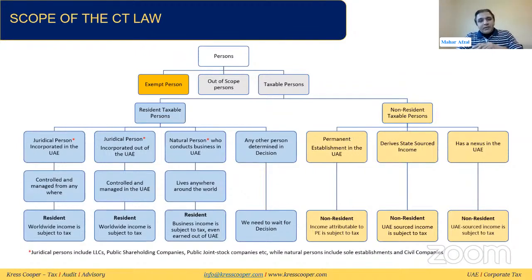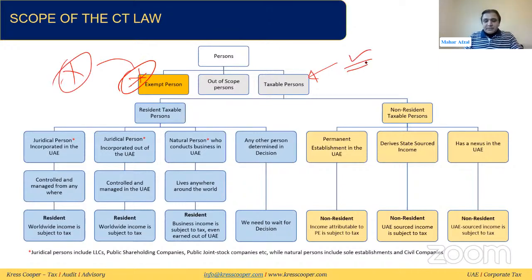Before going to the discussion of exempt income, we need to understand that we have classified persons into three different categories: exempt persons, out of the scope person, and taxable person. This wording is very important here. Exempt person. We are not asking about exempt income. We are asking here about exempt persons, which means the person itself is exempt. Now there is a taxable person as well. So these persons are exempt.